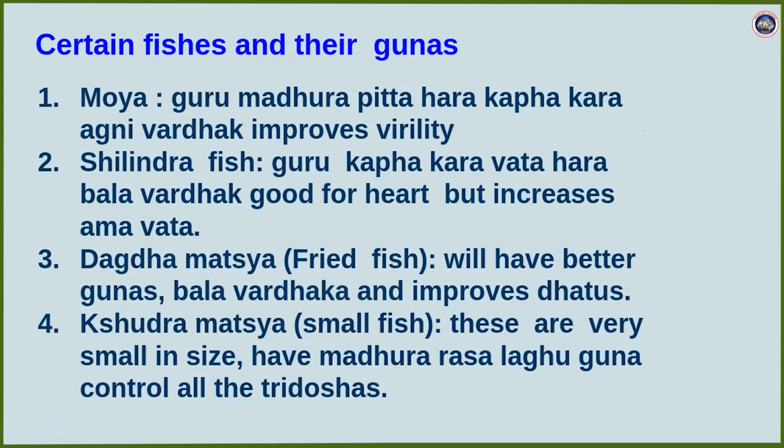And even fish varieties are also given different properties. But particularly small fish are laghu in guna, that is, easily digested. They control all the three doshas. It's good. And fried fish will have better gunas, balavardhaka, it improves strength. When the fish is fried, that is what they call dagdamasya. But other fishes have all the pitta properties and they cause excessive heat in the body.